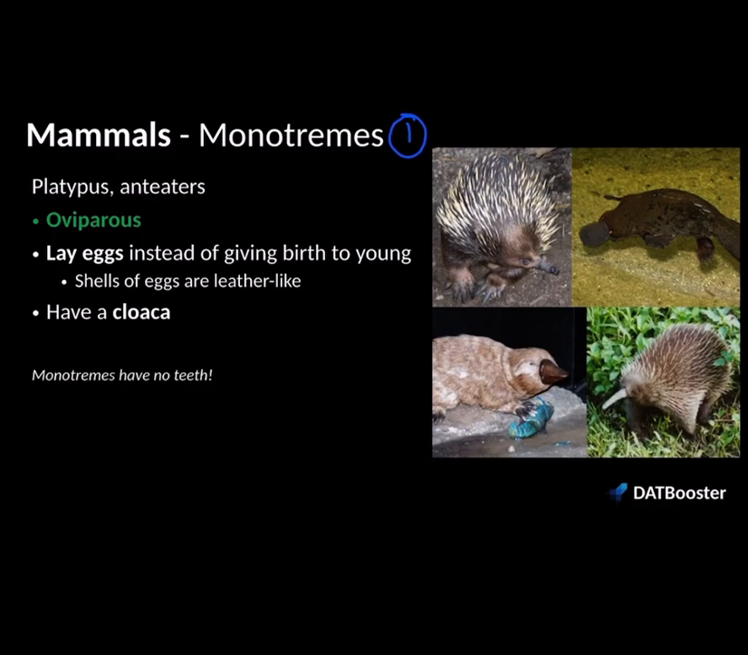So a monotreme is a platypus or an anteater, for example. What's unique about these animals is that they're oviparous, meaning that they lay eggs instead of giving birth to the live young. Even though they lay eggs, their eggs look different from a bird. And that's because their outer shell for their egg is leather-like and not like a hard outer shell. And one last unique thing about monotremes is they have a cloaca, so one opening for excretion, digestion, and reproduction.